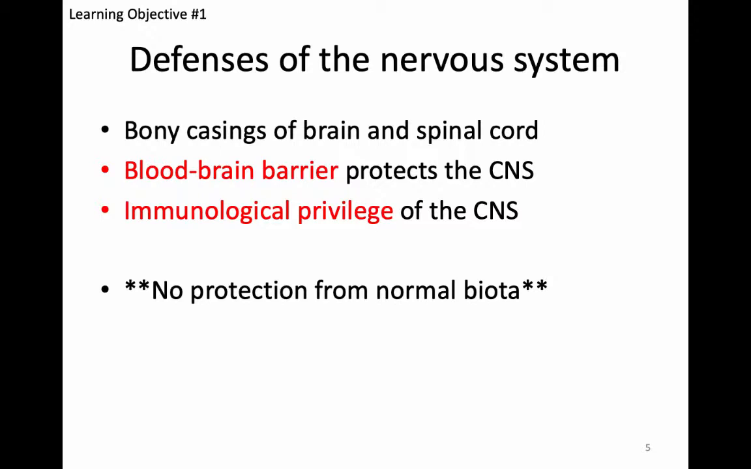So these are areas of the body where we do not see microbes growing in a healthy individual. So for all these reasons, the central nervous system is a very vulnerable system, and when infection does occur there, it can be very dangerous.